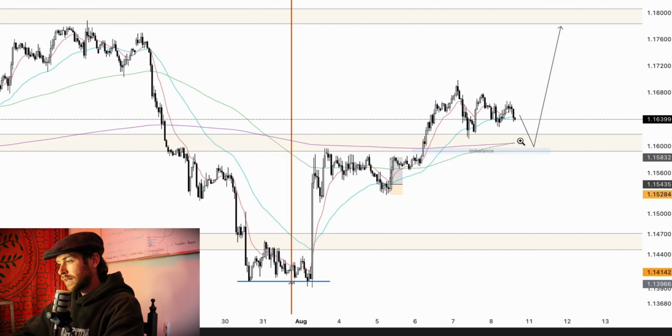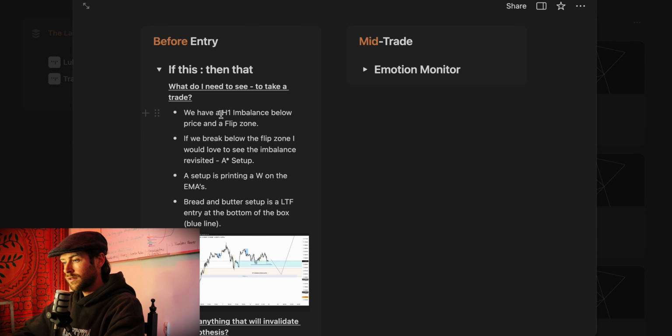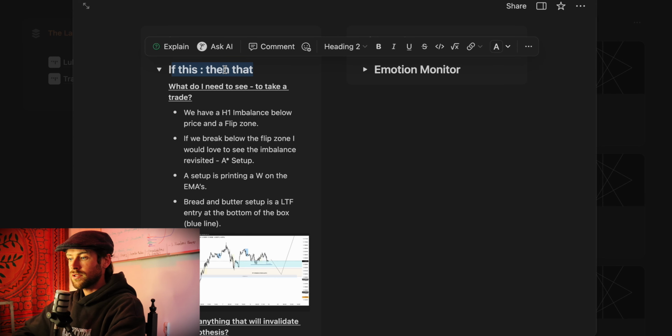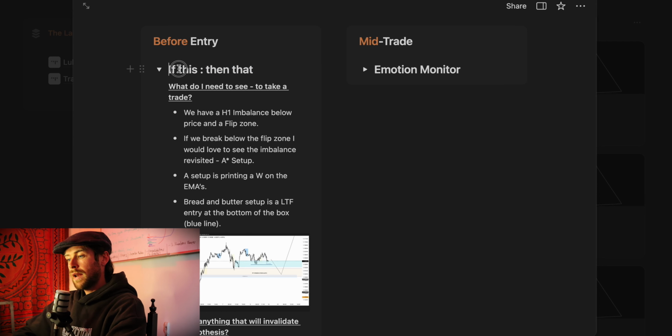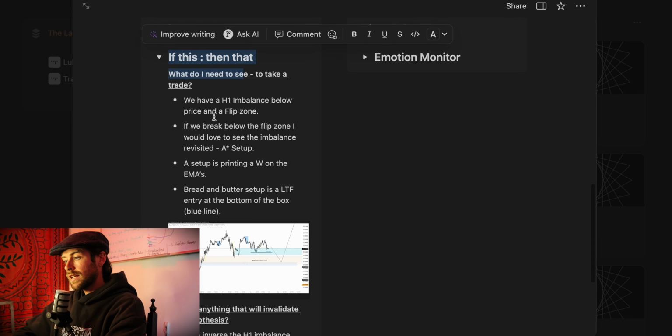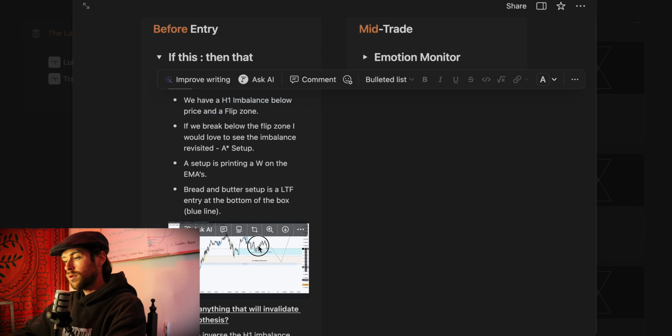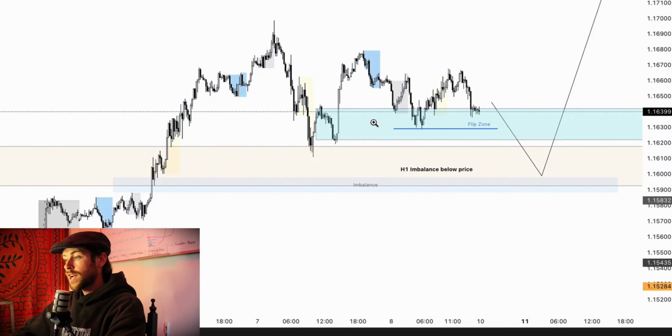So for price to pull back to the EMAs to take a continuation, and that's exactly what we got. So then I just noted, so again, always using the if this then that statement. So if price does this, I will do that. Plan trade, trade plan. So I said we have an H1 imbalance below price and a flip zone. So flip zone is where price could potentially fail. If it breaks through that, I'm looking for price to come down to this hourly imbalance.